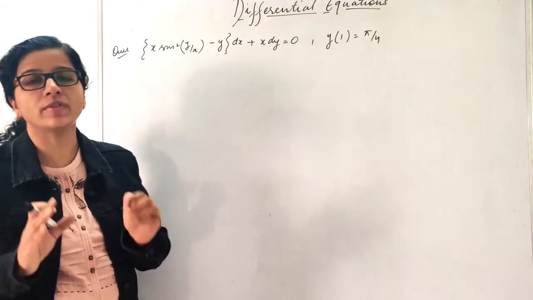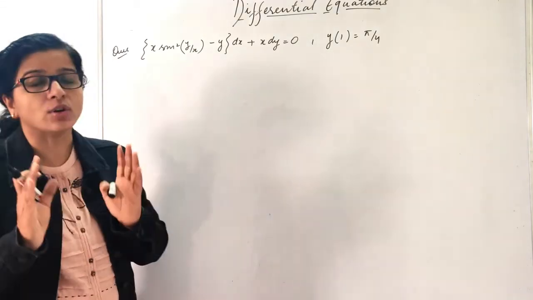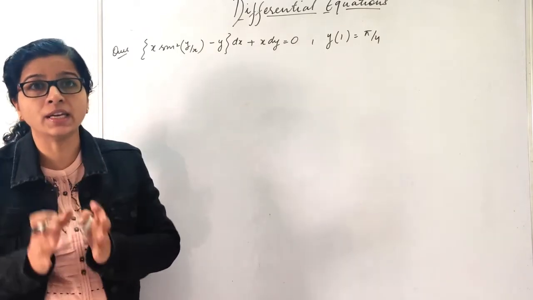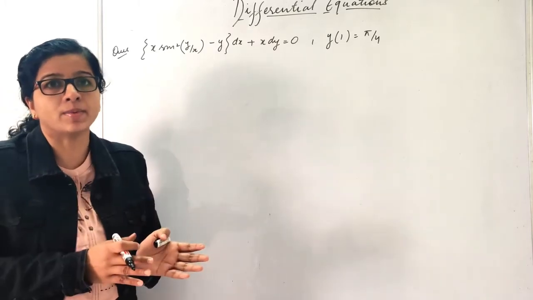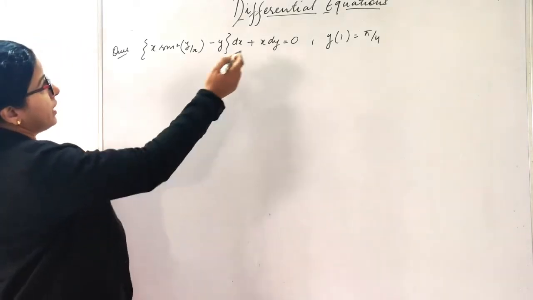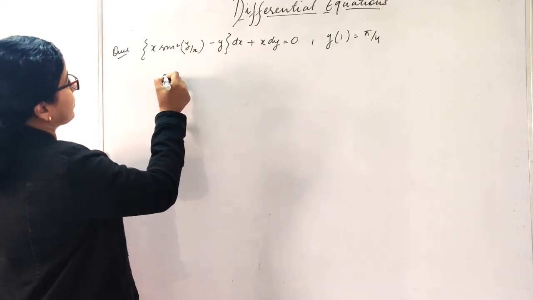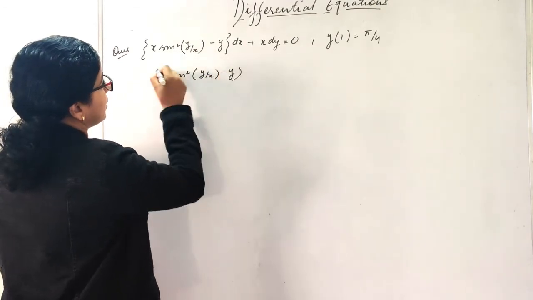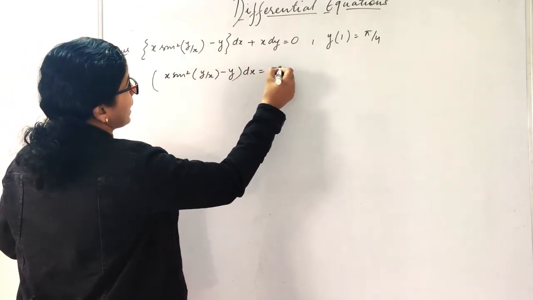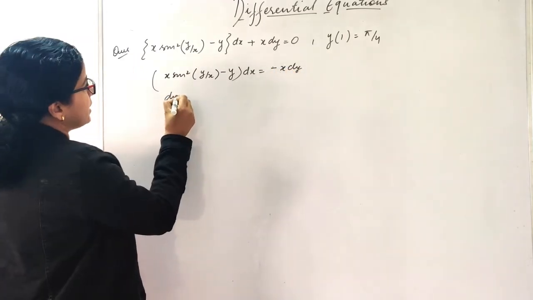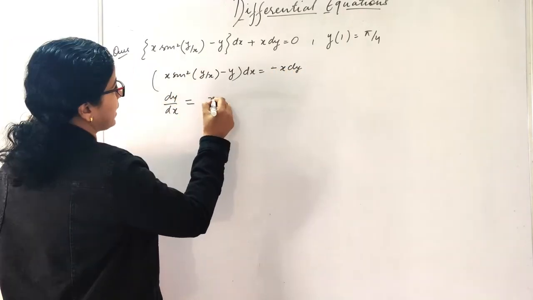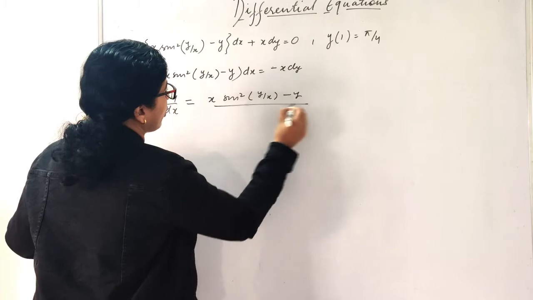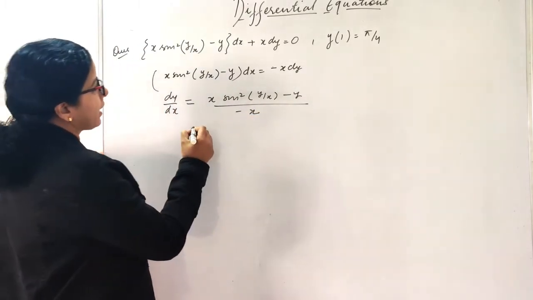equals to 0. So first of all, we'll write it in the form of dy by dx. Okay, guys, always remember whenever you are given any equation, first write dy by dx equals to, and then you decide which type of differential equation it is, whether it is variable separable, homogeneous or linear. So let us check this out. So now I can write (x sine square (y by x) minus y) dx equals to minus x dy. Right? So now dy by dx equals to (x sine square (y by x) minus y) upon minus x. Right?